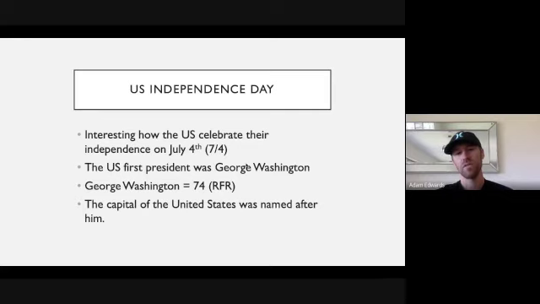George Washington equals 74 in reverse full reduction. And the capital of the United States was named after him. So Washington, he was named after George Washington. Georgetown was named after George Washington.